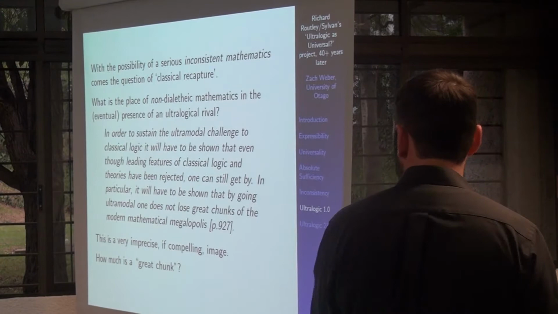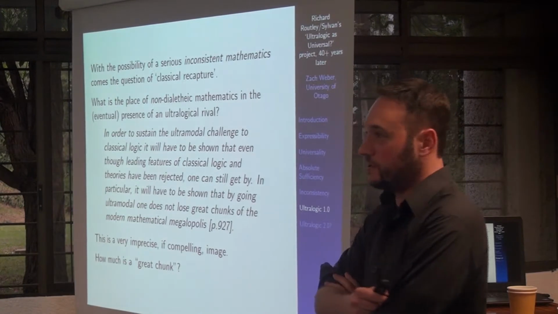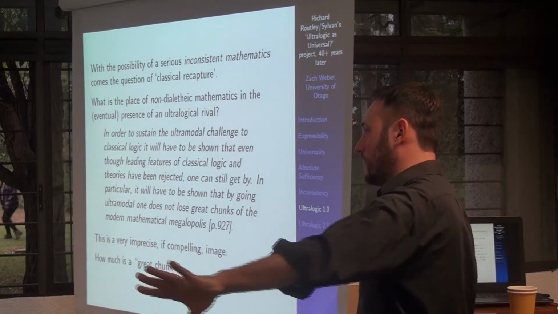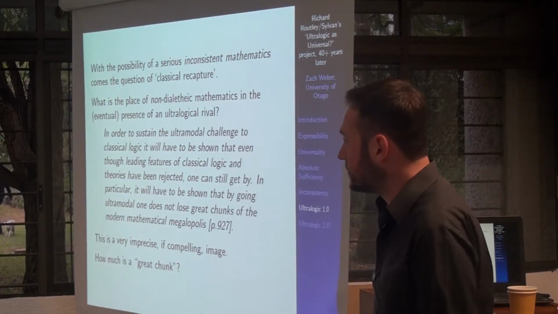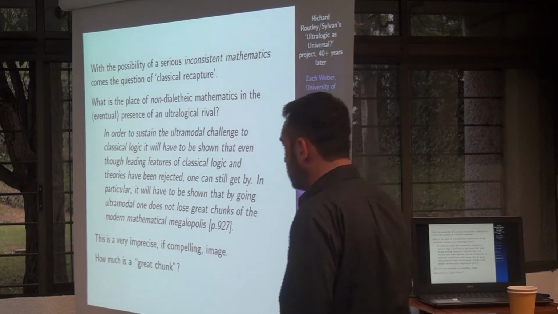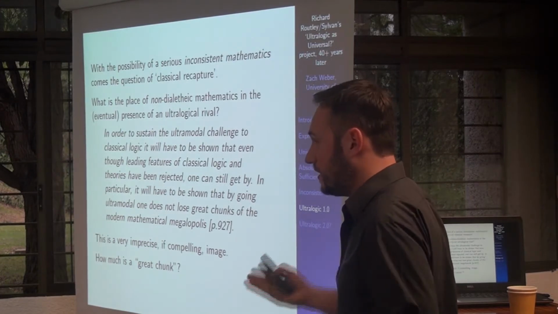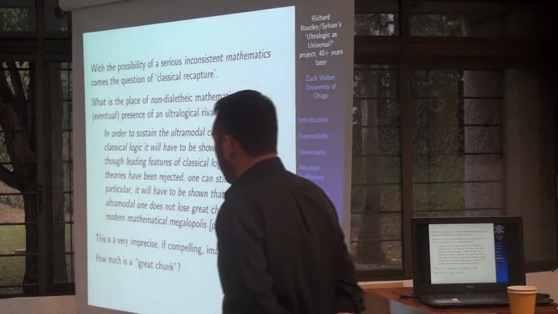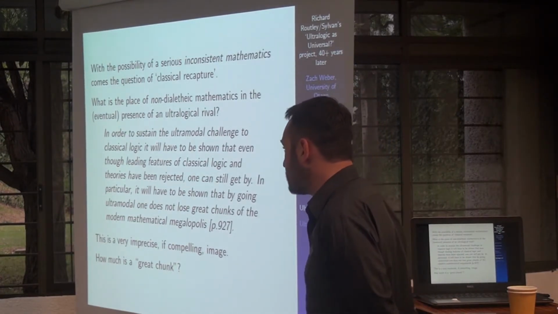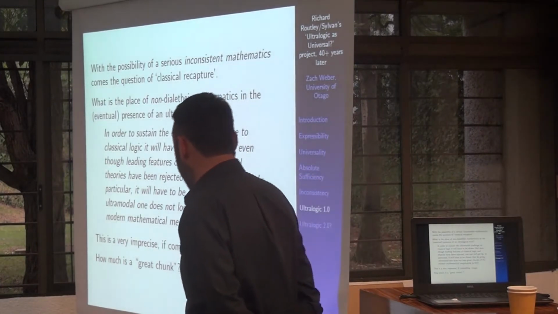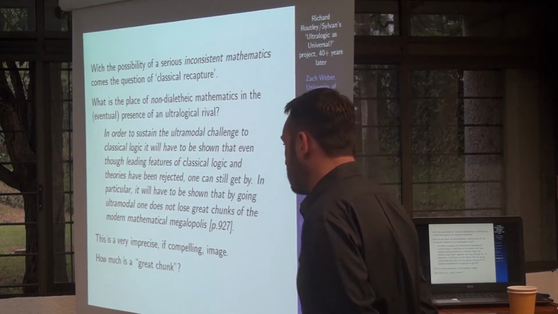So with this comes the question that if you're serious about inconsistent mathematics, this question of classical recapture comes up. So you say, well, this sounds good. What about the non-dialetheic mathematics? What is the status of that in the eventual presence of an ultralogical rival? And he says, in order to sustain the ultramodal challenge to classical logic, so this is not a friendly rival, right? The challenge to classical logic will have to show that even though features of classical logic and theories have been rejected, you can still get by. In particular, you have to show that by going ultramodal, you do not lose great chunks of the modern mathematical megalopolis.